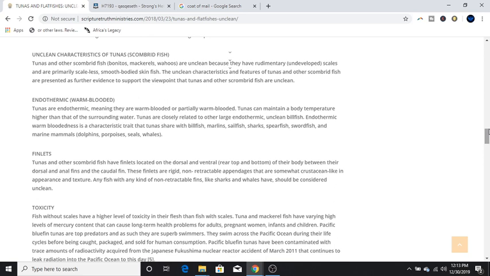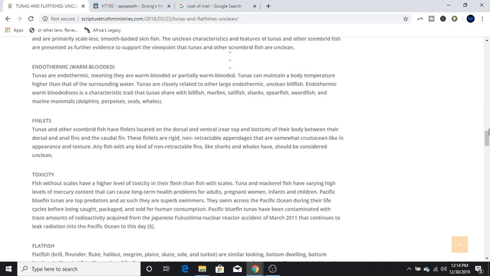Unclean characteristics of tuna, scombrid fish. Tuna and other scombrid fish, bonitos, mackerels, and wahoos, are unclean because they have rudimentary, undeveloped scales and are primarily scaleless, smooth-skinned fish. The unclean characteristics and features of tunas and other scombrid fish are presented as further evidence to support the viewpoint that they are unclean.